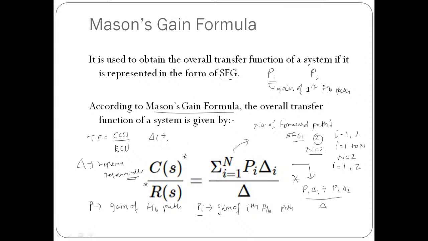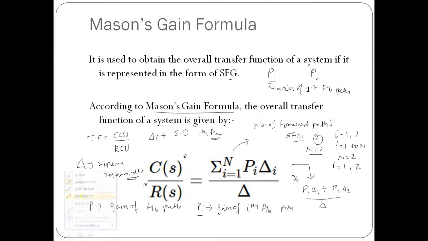So what is delta I? Delta I is nothing but system determinant corresponding to ith forward path. So again it is going to be system determinant corresponding to ith forward path. That is important. Now how to calculate this delta and this delta I, we are going to learn in detail. But for the time being, let us consider that this is the formula through which we are in a position to obtain the transfer function of a system if its signal flow graph is known to us. And the formula is very simple.